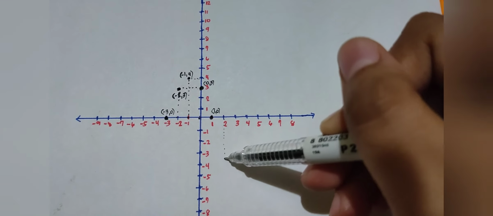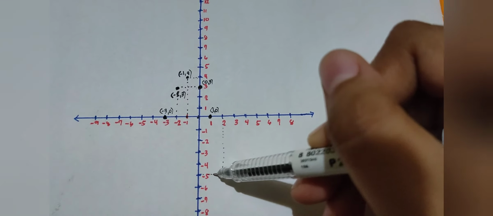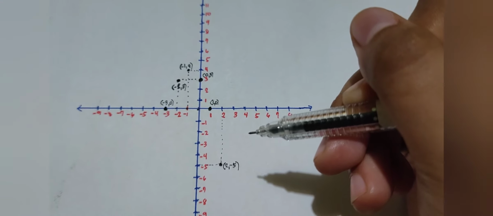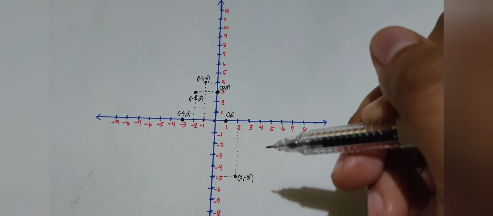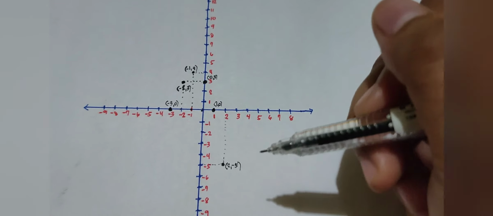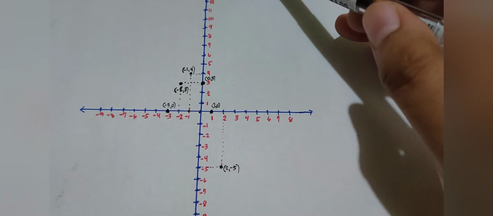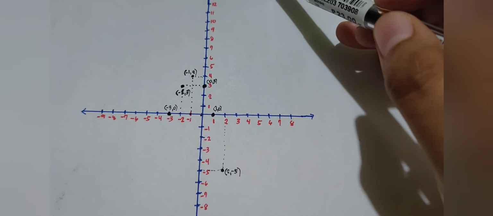2 and negative 5. Okay, this one, 2 and negative 5. Pasensya na kayo kung medyo malikot yung camera kasi ako lang yung nag-video ng aking sarili. Okay, next is 3 and negative 12.